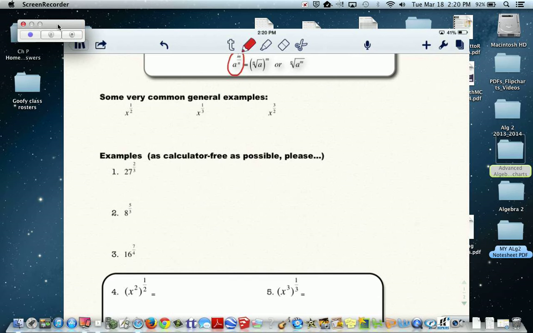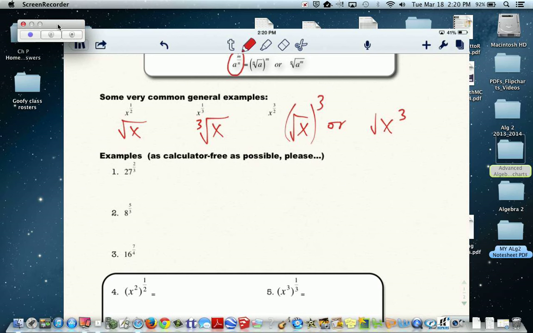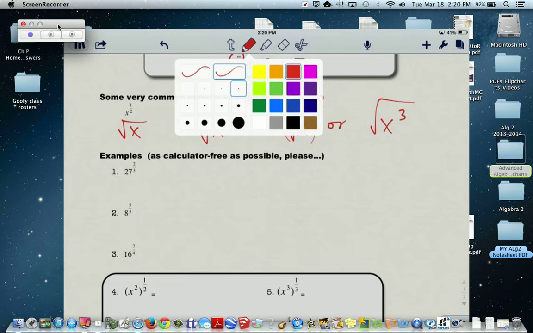Some very common and general examples: x to the 1/2 power is the square root of x. x to the 1/3 power would be the cube root of x. And if I saw x to the 3/2 power, you could write it as the square root of x to the 3rd power, or you can write x cubed with the square root over it. So try to do these without the calculator.